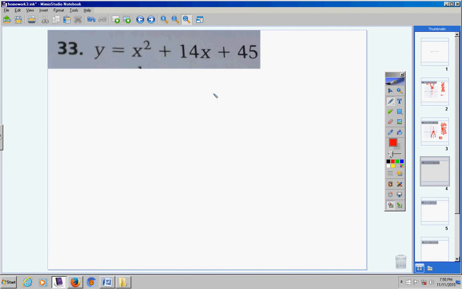Alright, here we go. Number 1. Step 1, find the x value of the vertex by using this formula right here. There it is. So, a is going to be a positive 1. That's my x squared term. And by the way, I'm going to tell you something right now. If they put 14x first, positive 45 second, and x squared last, a is still 1.